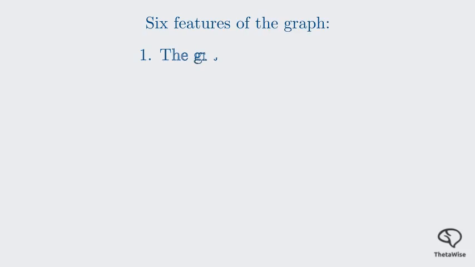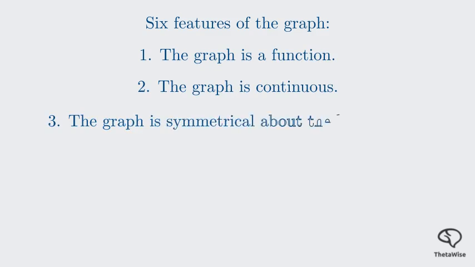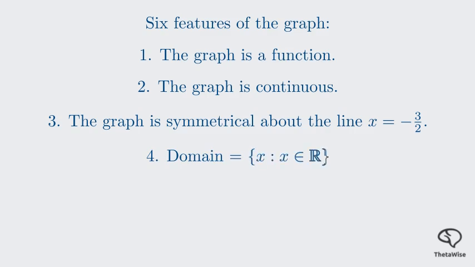We can now do this by looking at our sketch and recalling the general features we discussed earlier. First, the graph is a function. For every x, there is exactly one y. Second, the graph is continuous. You can draw it in one go. Third, the graph is symmetrical, and we found the exact line of symmetry, x equals -3/2. Fourth, the domain is all real numbers. You can input any x value into the equation.